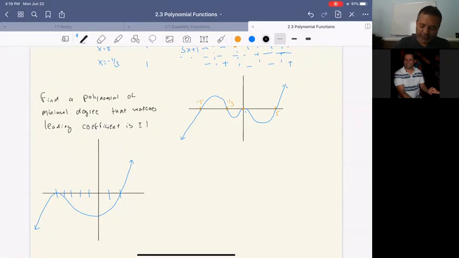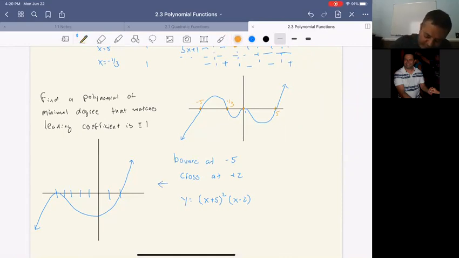So, as you can see, you're going to have a bounce at -5, and a cross at 2. Okay? So we're going to just have y equals x plus 5 squared times x minus 2. Okay, now that's fine.